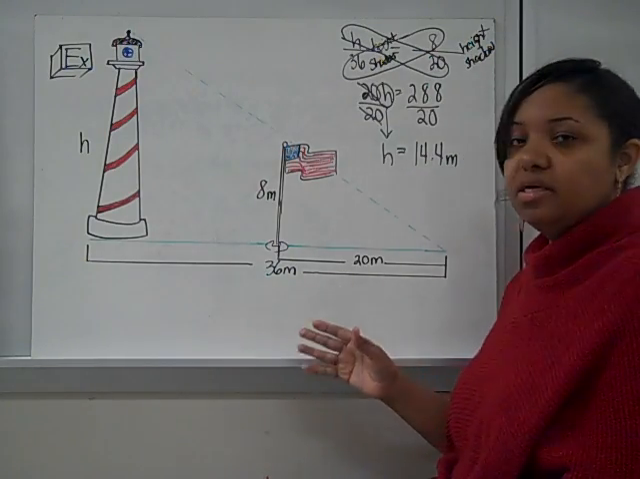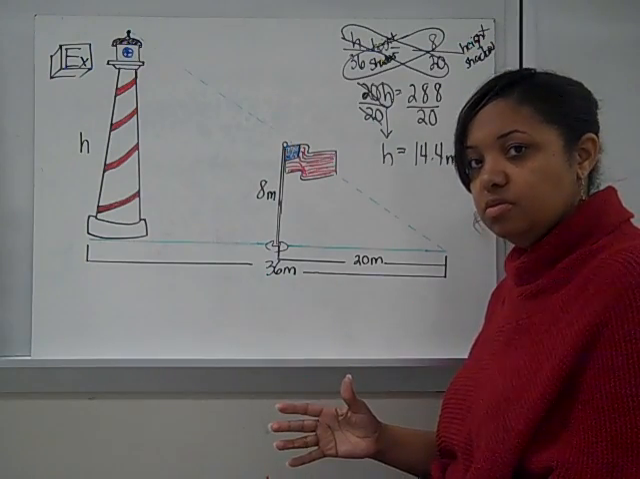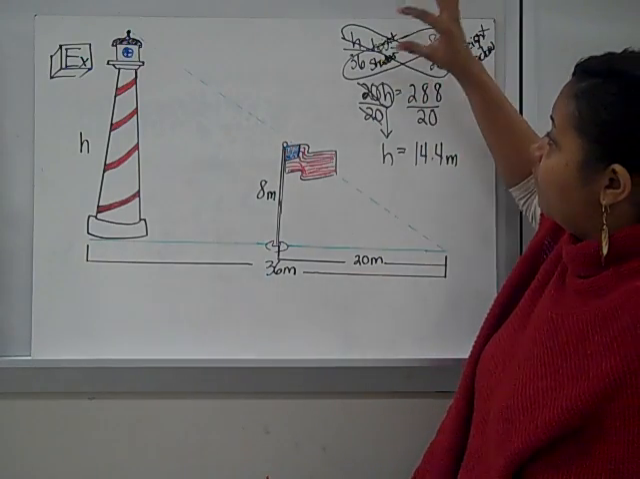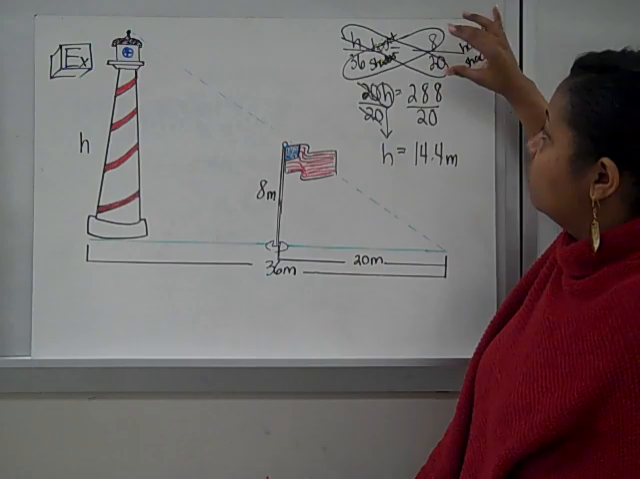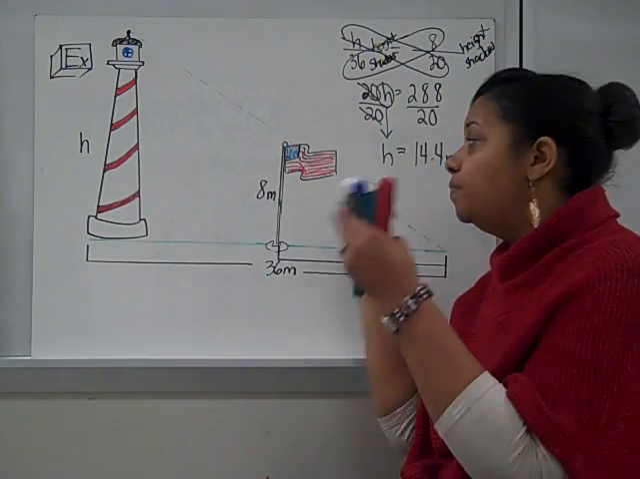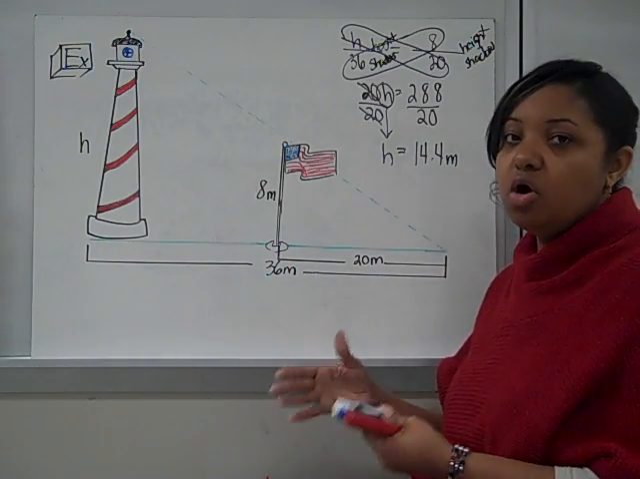And that's basically it. You're making sure that your fractions are in proportion. Okay? You're making sure that everything lines up. If you have all of your height over here and all of your shadows here, make sure that it's lined up with this is for the flagpole, this is for the lighthouse. Just make sure that it is all in proportion.